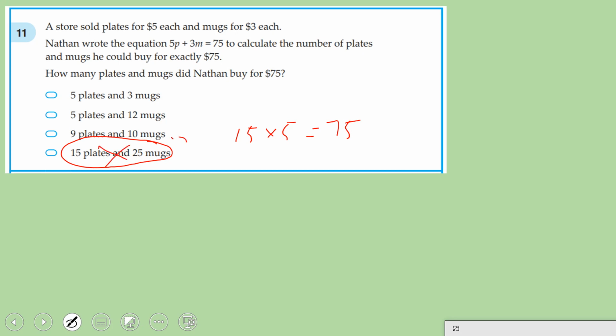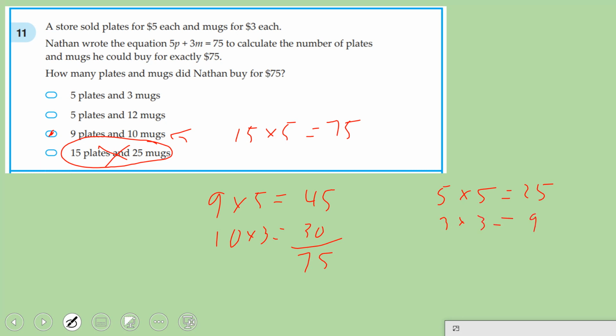If we go to the one just above it, again that looks quite big. 9 times 5 equals 45, and 10 mugs of $3, that will get us 75 when we add the two together. So that's the right answer, I believe. Let's have a look at the other two. 5 plates, 5 times, I'm looking at the top one now. 5 times 5 equals 25. 3 times 3 equals 9. That only gets me $34 worth. So it's definitely not the first one.